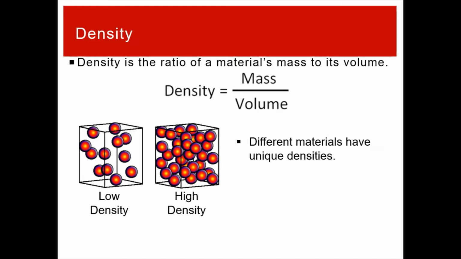Low density means not a lot of stuff packed in an area, and high density means a lot of stuff packed in an area. And generally, in the case of chemicals, what we're really referring to is the atoms, those objects that are making up the substance. So low density means lots of space between atoms. High density means not a lot of space between atoms.